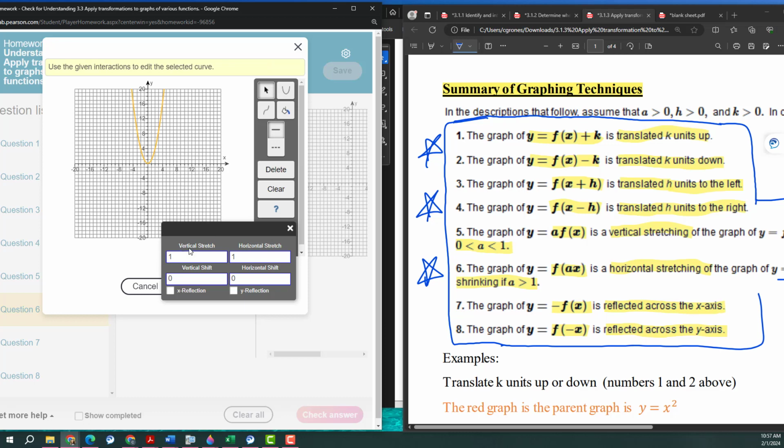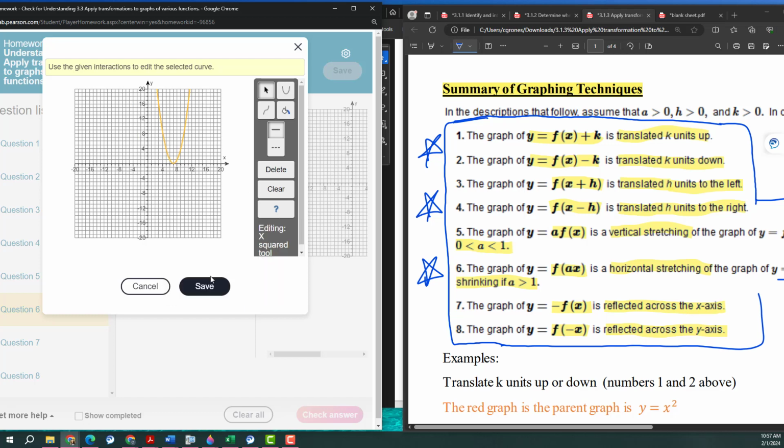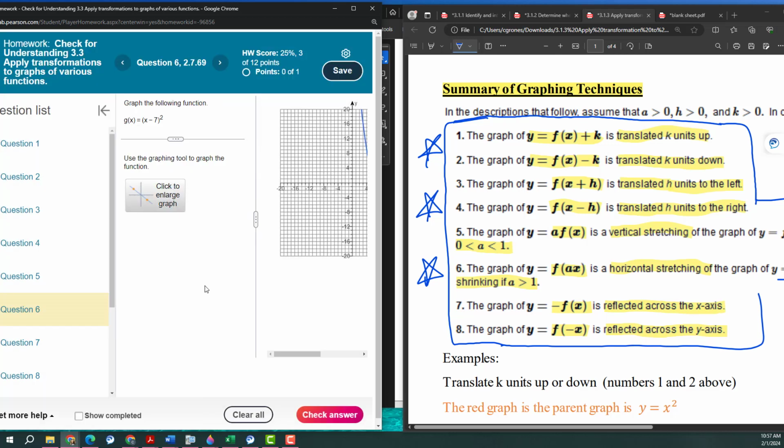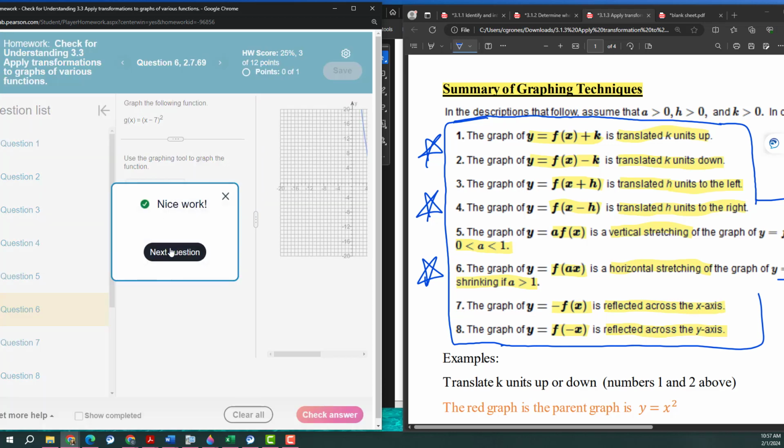7, 0. So we don't have a stretch. We do have a horizontal shift of 7, and we do not have a reflection. Hit tab so that your graph moves over. Okay, we can exit out of that, and then we'll save it. And that is our graph.